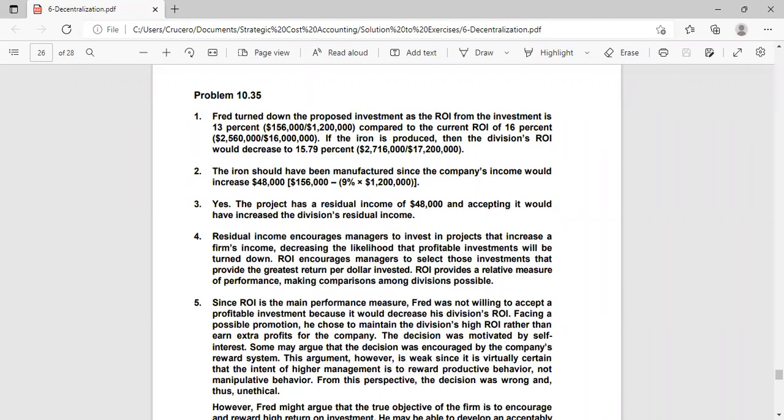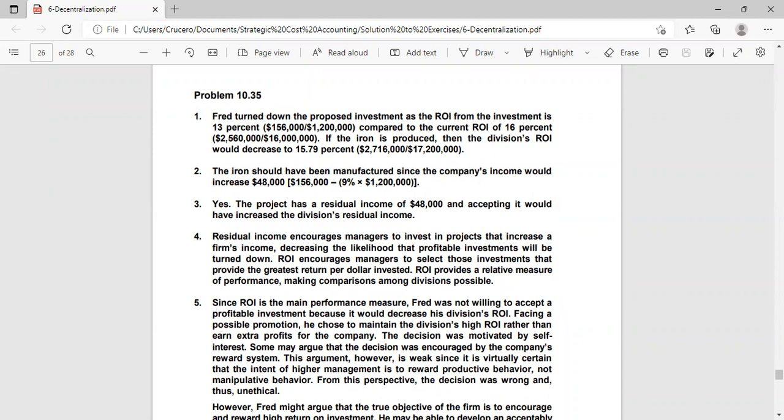Did Fred display ethical behavior when he turned down the investment? In discussing this issue, consider why he refused to allow the investment. Since ROI is the main performance measure, Fred was not willing to accept a profitable investment because it would decrease his division's ROI. Facing a possible promotion, he chose to maintain the division's high ROI rather than earn extra profits for the company. The decision was motivated by self-interest.